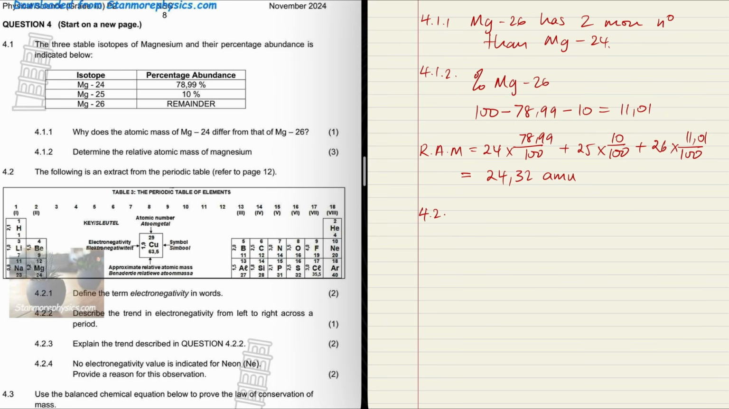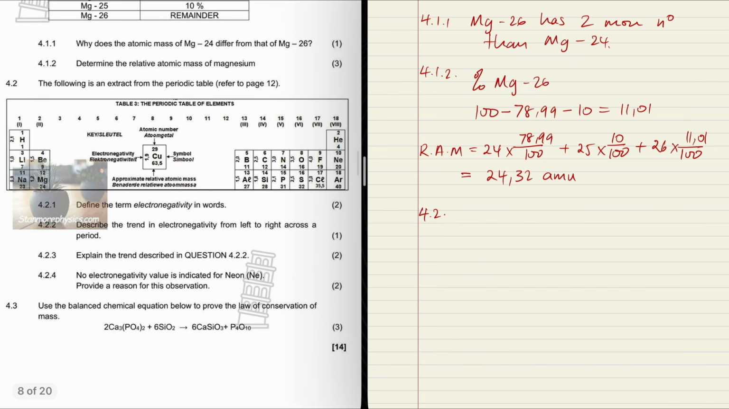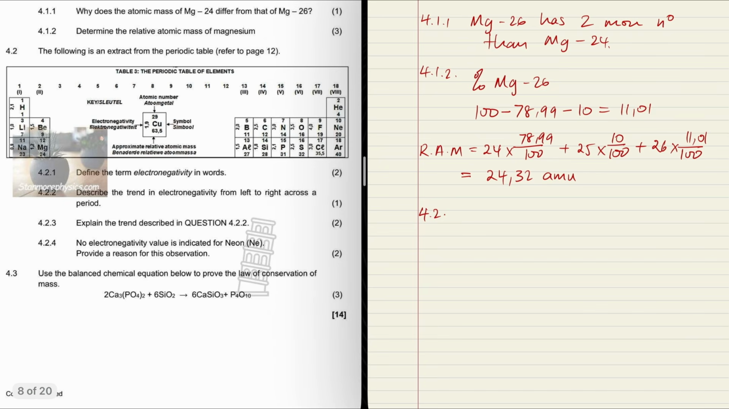Question 4.2, the following is an extract from the periodic table, refer to page 12. They tell us to define electronegativity, we are okay with that. 4.2.2 says describe the trend in electronegativity from left to right across the period. Now we have the electronegativity values in our periodic tables, so all we need to do is read it. So electronegativity increases from left to right, as you go across a period.